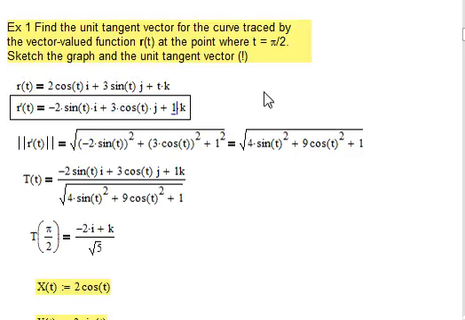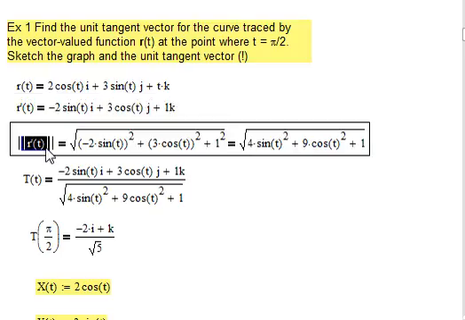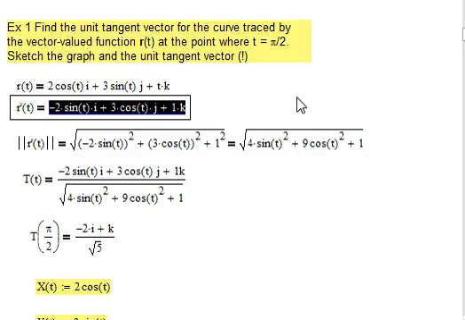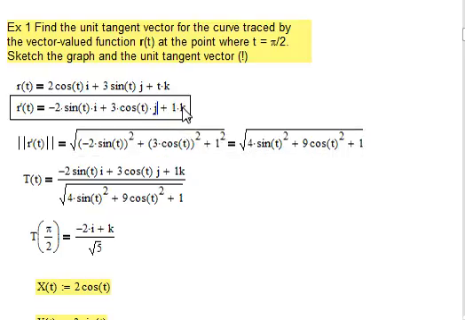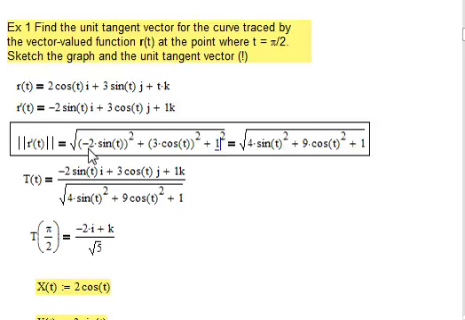So when we want to find the length of this vector, we take the square root of the i component squared plus the j component squared plus the k component squared. And so that would be the square root of 4 sine squared t plus 9 cosine squared t plus 1.